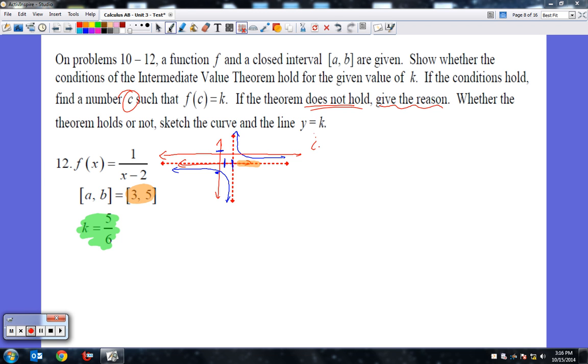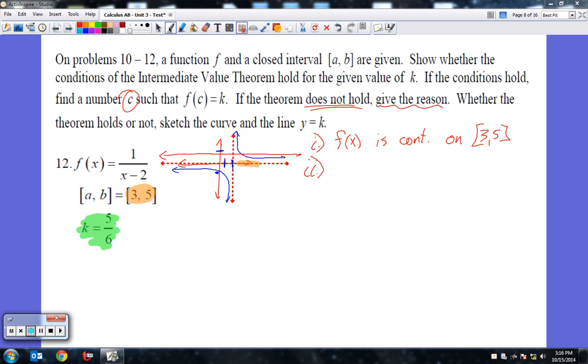The first part: is the function continuous on 3 to 5? Obviously it is. It's continuous everywhere except at 2, by just what we know of the domain of the parent function of 1 over x. So f of x is continuous on 3 to 5. If it wasn't, we would show right there, right at the very beginning, the theorem does not hold, done. You're done.